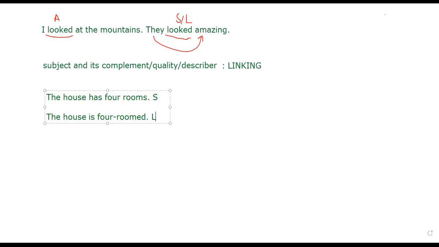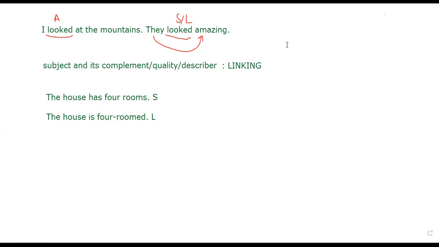So not all linking verbs are stative, and not all stative verbs are linking, but you should know that they must be linking the subject to a quality, only then will they be linking. But either way, just know what the verbs actually are, and you'll be fine. You'll be able to know which verb to go with, which is the right answer.